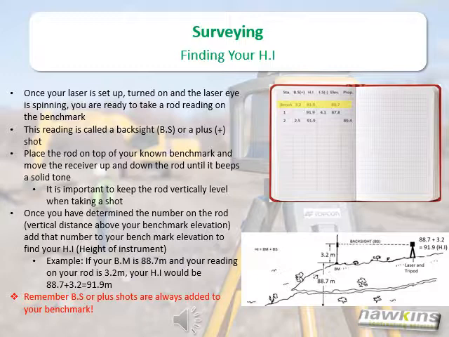Once you have determined the number on the rod, the vertical distance above your benchmark elevation, add that number to your benchmark elevation to find your HI or height of instrument. For example, if your benchmark is 88.7 meters above sea level and your reading on your rod is 3.2 meters, your HI would be 88.7 plus 3.2, which equals 91.9 meters.